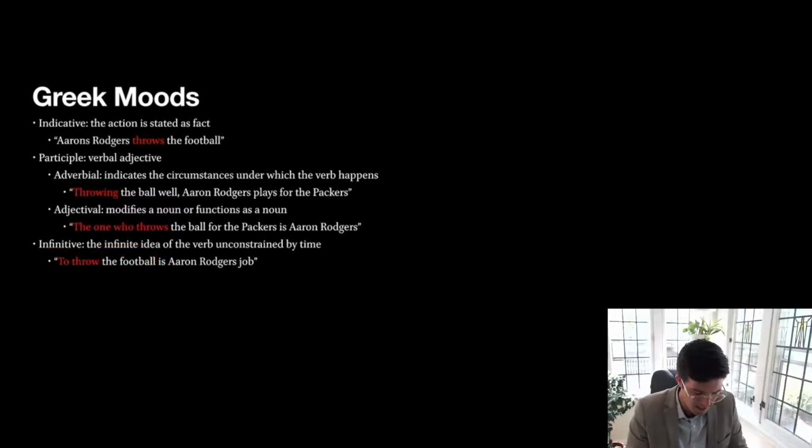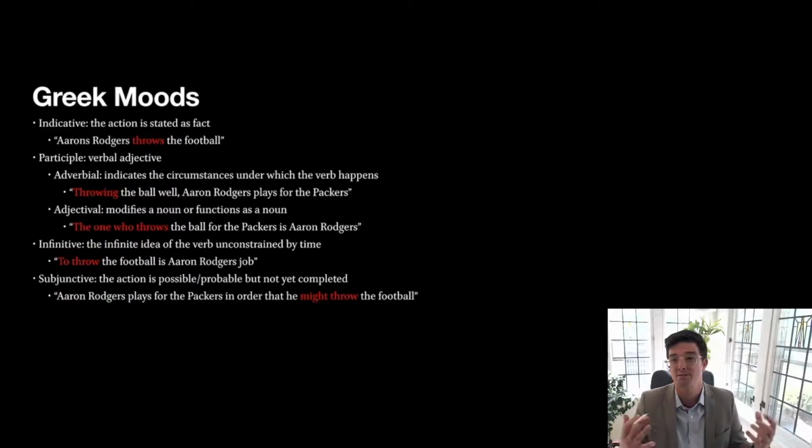Let's take this stuff away again so we can see a little bit more. Our subjunctive mood: action is possible or probable, but not yet completed. So it may or may not happen. Aaron Rodgers plays for the Packers in order that, notice that we have a purpose clause here, one of the very common uses of the subjunctive in Koine Greek, in order that he might throw the football. So the action is probable. Aaron Rodgers probably will throw the football, but it's not viewed as actually happening as it is up here.